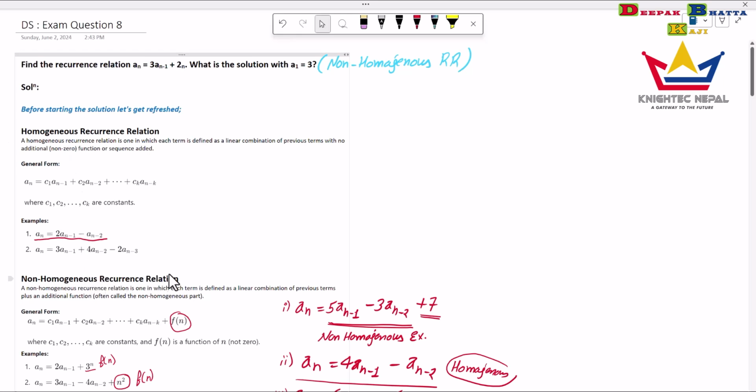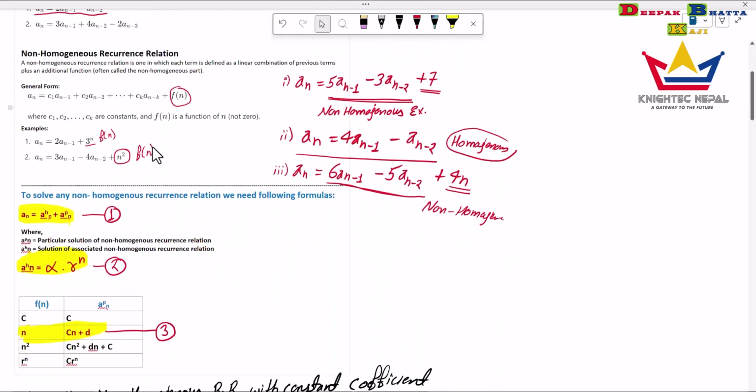So in the given question there might be a homogeneous recurrence relation or a non-homogeneous recurrence relation. So we need to find out which recurrence relation is in the question. As per the given question, we have a non-homogeneous recurrence relation where we have the additional function, that is the non-homogeneous part.